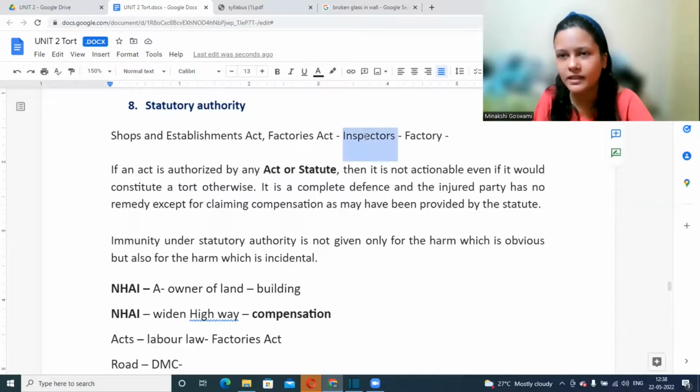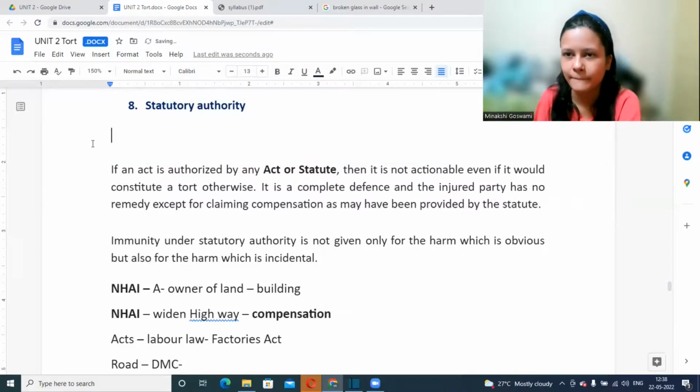But this inspector will not be held liable because he has statutory authority. The Factories Act has authorized him that you can enter and do the investigation, because we want all the factories to be following the guidelines. Is it clear? Yes, ma'am.